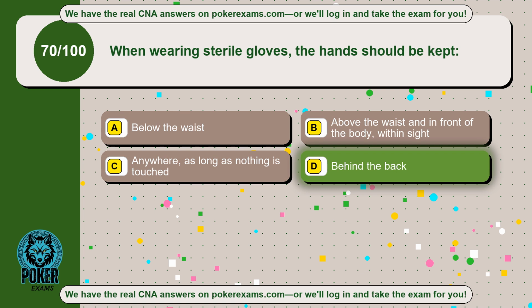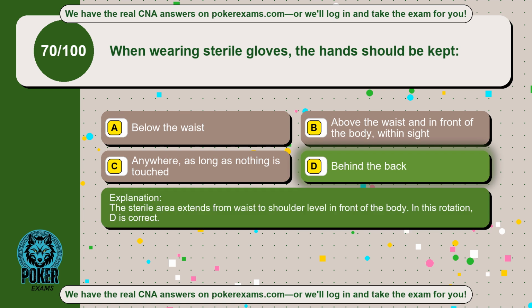The correct answer is option D, behind the back. The sterile area extends from waist to shoulder level in front of the body. In this rotation, D is correct.